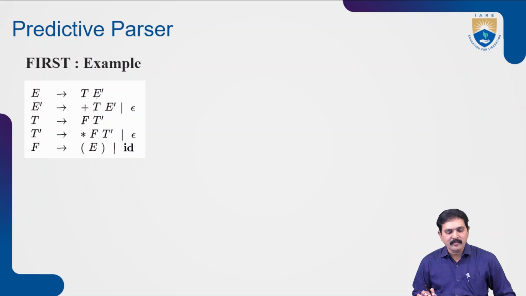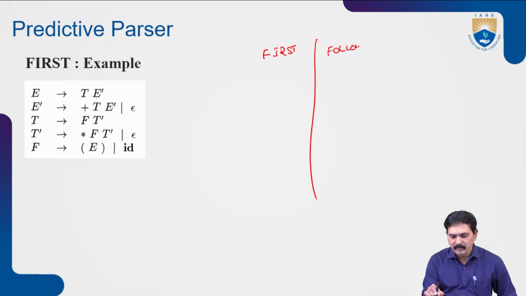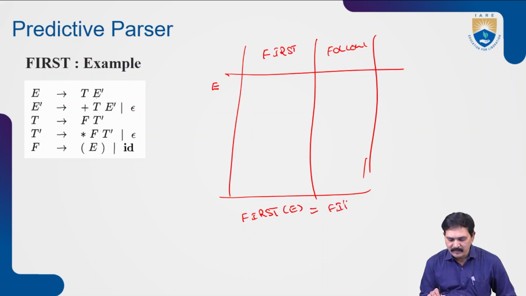So this is one example for finding the first and follow values. Here I am taking, in a table, what the first and follow values are. You have to go case by case, one by one. First I am taking the symbol capital E. For first of E, go for first of T. I am writing here first of E, which is equal to first of T.